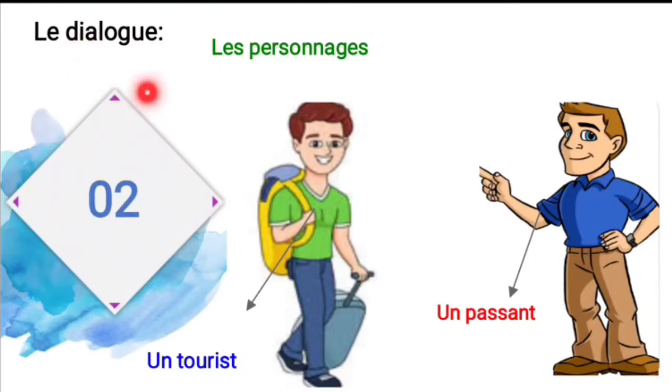And move to the second content, le dialogue. Le dialogue, les personnages, who are the characters in this dialogue? The touriste and the passant. So tourist and the passerby. So the dialogue between the tourist and the passerby only.